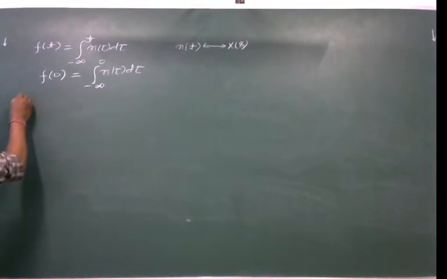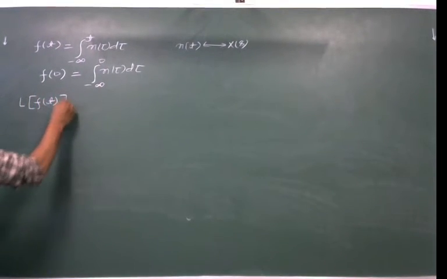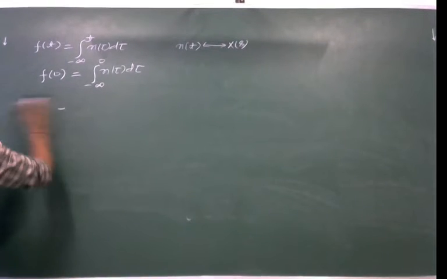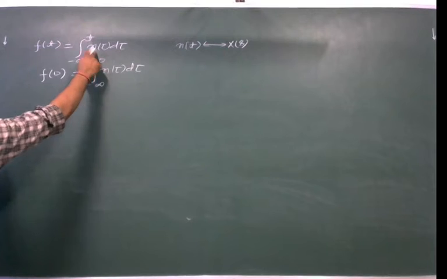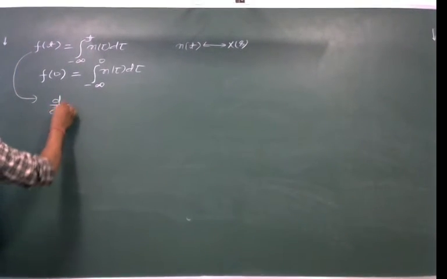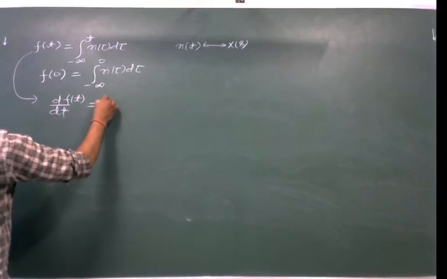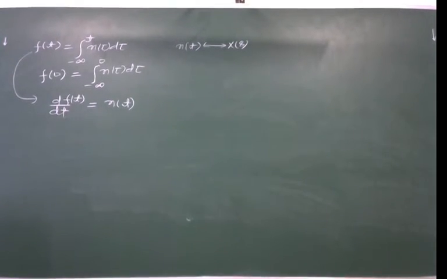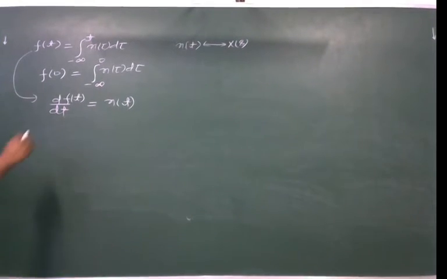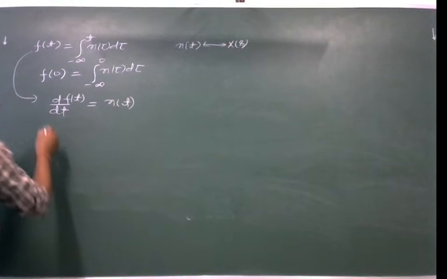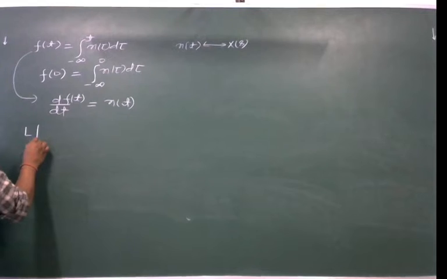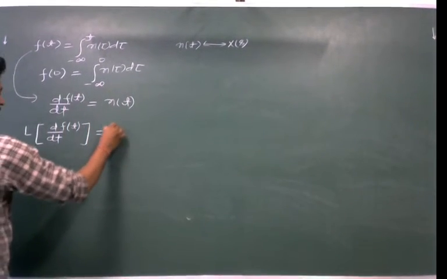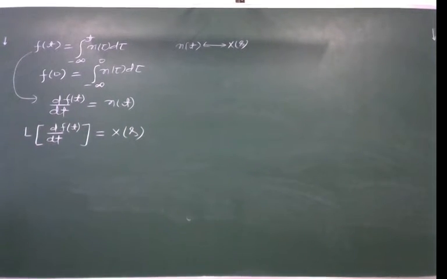So the Laplace transform of this signal f(t) will be equal to the Laplace transform of, first of all I will differentiate the signal f(t) to get the signal x(t) back. So after differentiation, d by dt of f(t) will be equal to the signal x(t), because integration and differentiation will cancel each other, and after differentiating the signal f(t), we will get the signal x(t) back. Now find the Laplace transform of this given signal d by dt of f(t), which is equal to X(s).